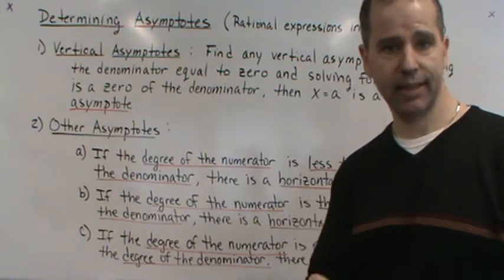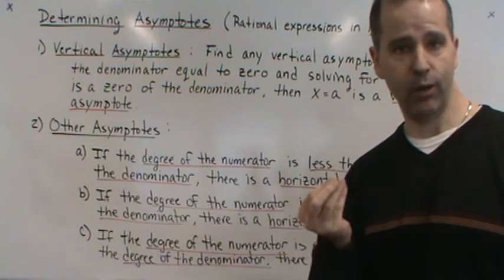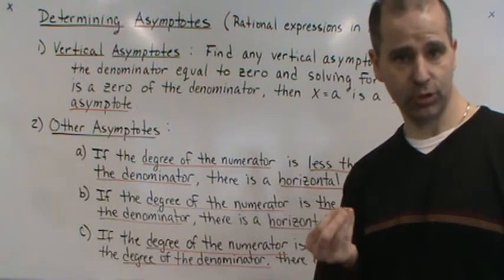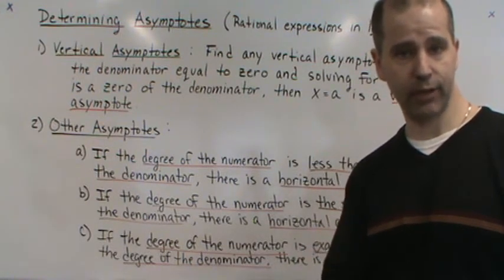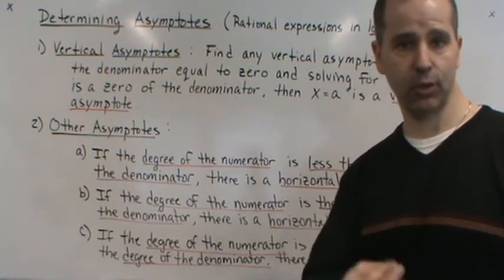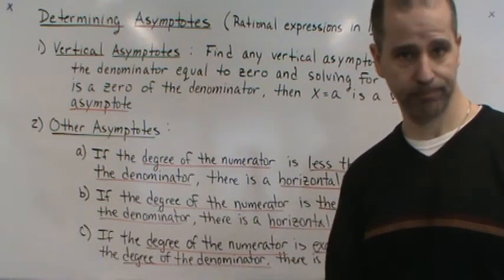Let me just repeat that. You set the denominator equal to 0 and find all of the zeros. When you solve for x, at every x value that you find, there is going to be a vertical asymptote.